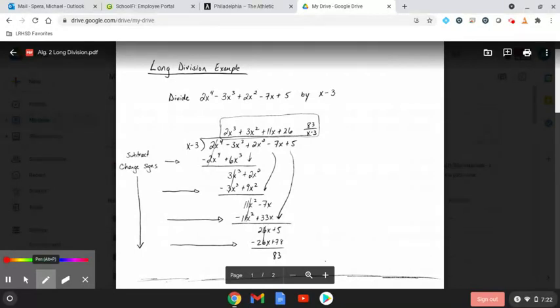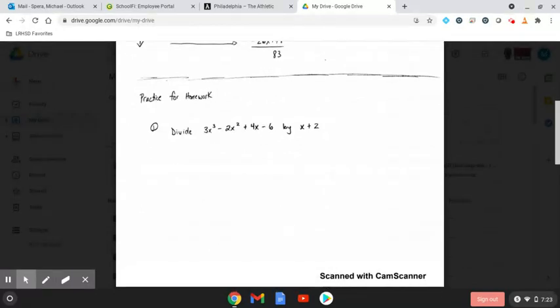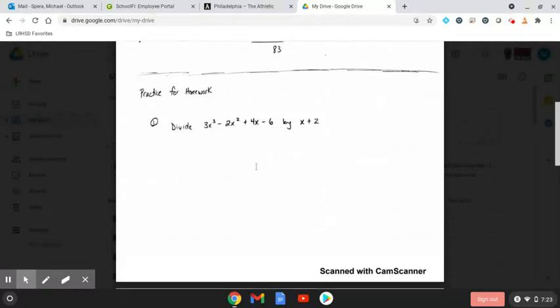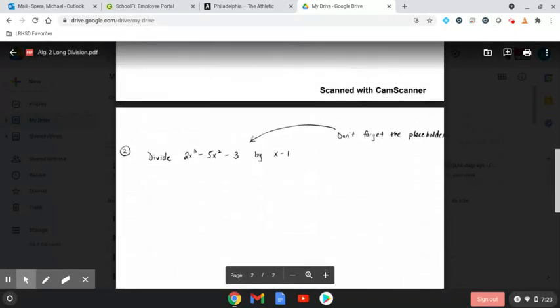I went ahead and did another example of long division for us. I'm going to walk you through it, and then after you take notes and try this problem here, there are two practice problems attached to this worksheet that you can try for homework tonight. One on this page here, and then another here.